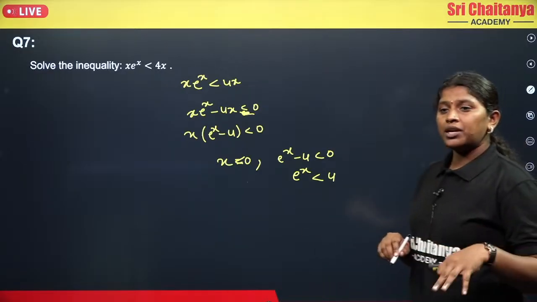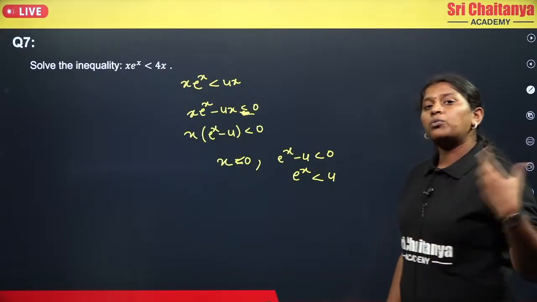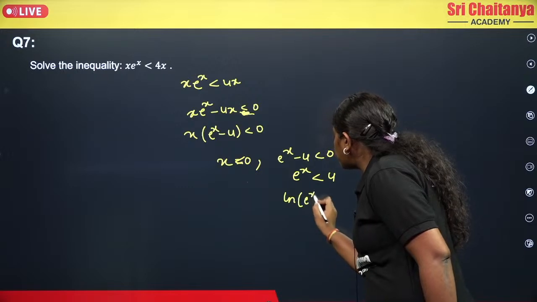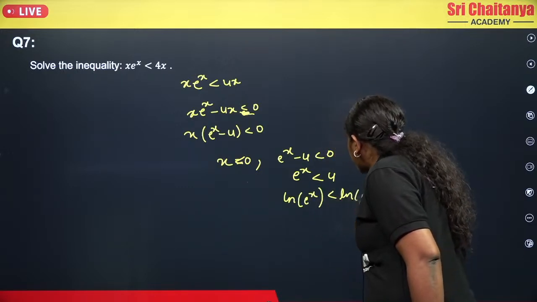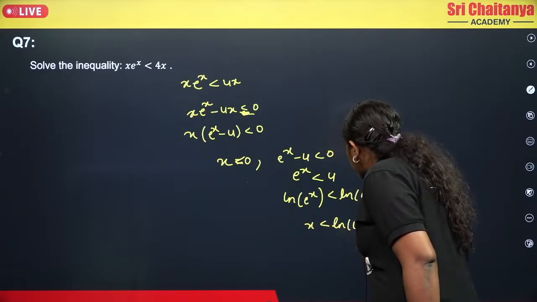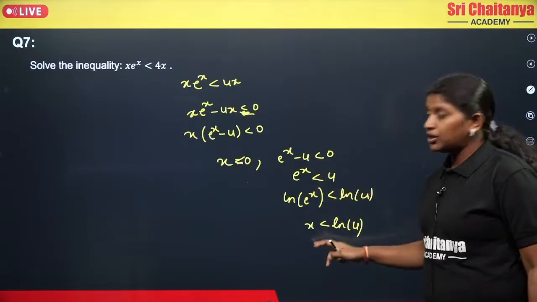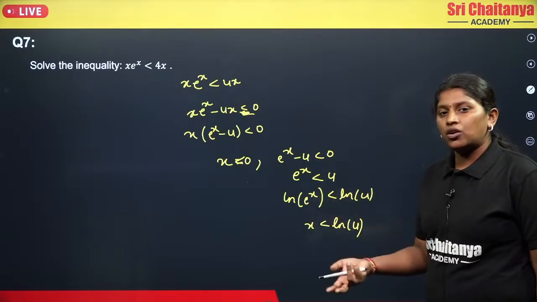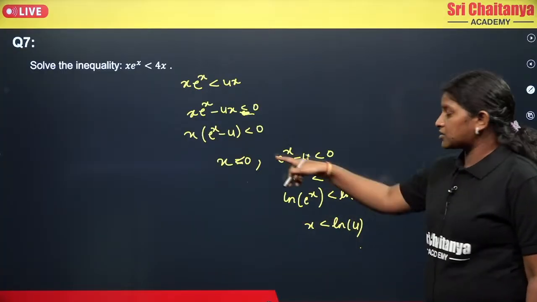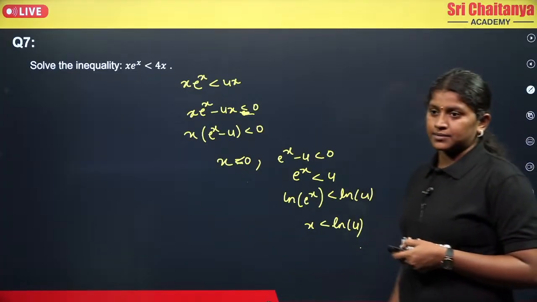Now you need to eliminate your e. So for that you are going to apply the natural log on both the sides, right? So that becomes ln of e to the power x less than ln of 4. Upon solving this, you will get x less than ln of 4. Okay. So simply you need to know, in order to eliminate your e, you are just going to apply the natural log. Now here we will get the condition x should be less than ln 4 and x should be less than 0. So from there you will get the interval for your x.